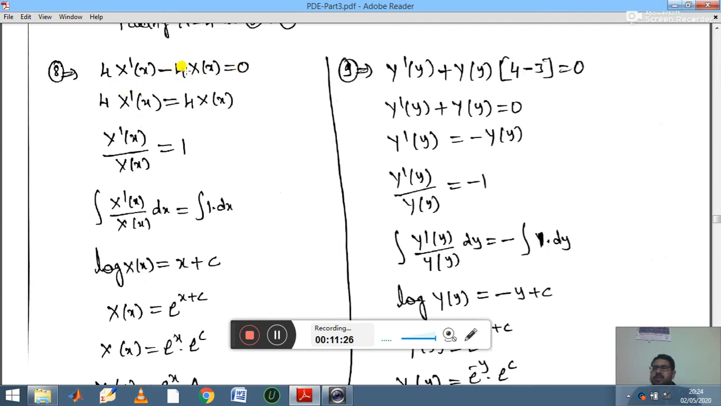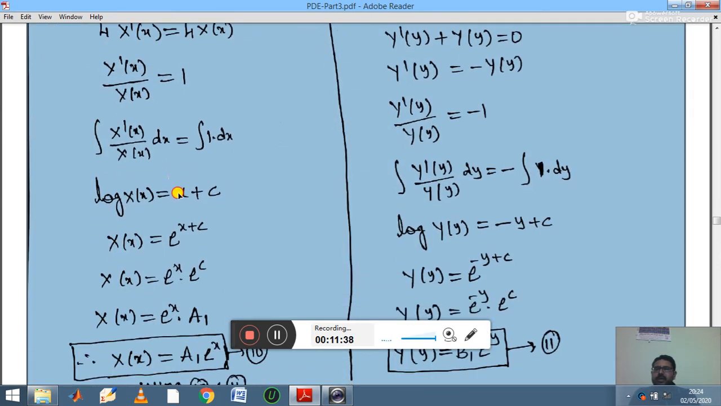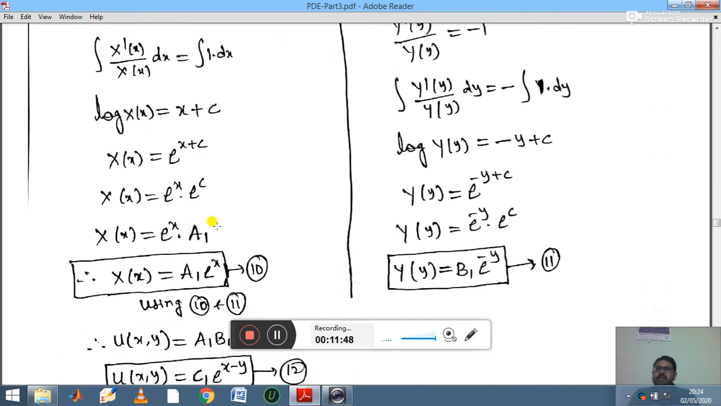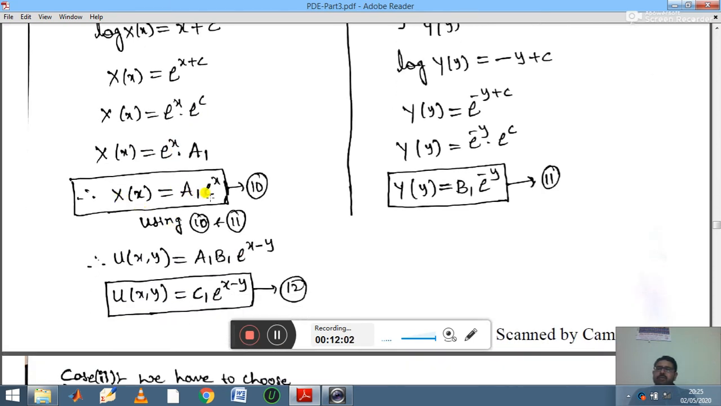Then send this term to the RHS, then you are getting 4 cancels, X dash of x divided by X of x equals 1. Integrate on both sides with respect to x, then you are getting log X equals x plus c. So you send the log term to the RHS, X of x equals e power x plus c. Split this exponential function, X of x equals e power x into e power c. So take a new constant in place of e power c. The new constant is a1. Therefore X of x equals a1 into e power x. This is the solution, that is X of x.